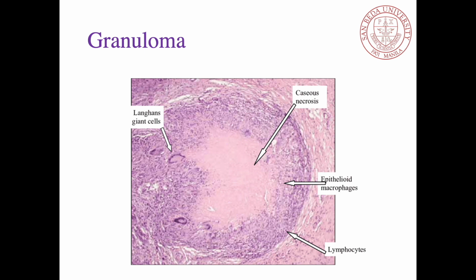Granulomas are likewise characterized by central caseous necrosis. A more common condition called pulmonary tuberculosis also presents with granulomas, but often the area of central caseous necrosis would contain acid-fast tubercle bacilli. You will learn more about this in your pathology subject in the second year.